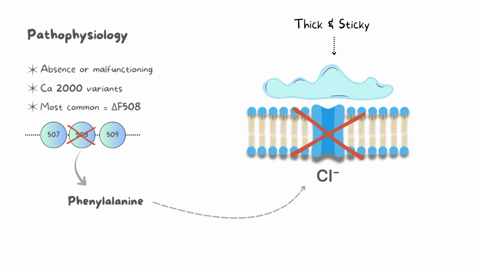Such changes in secretions are the reason why we see a lot of different complications in different organ systems when we speak about CF. We will now examine these effects in greater detail, and by doing so, gain a better understanding of the symptoms that characterize CF, along with their diagnosis and treatment.